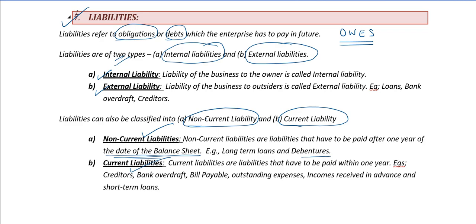What is a current liability? A liability that has to be paid within 1 year of the date of the balance sheet. That is a current liability. Examples are creditors, bank overdraft, bills payable, outstanding expenses, income received in advance, and short-term loans.